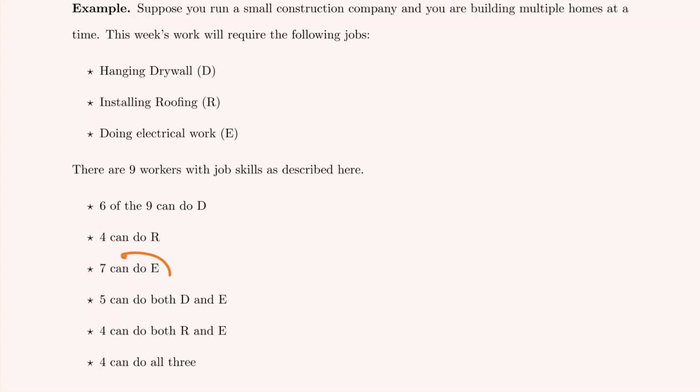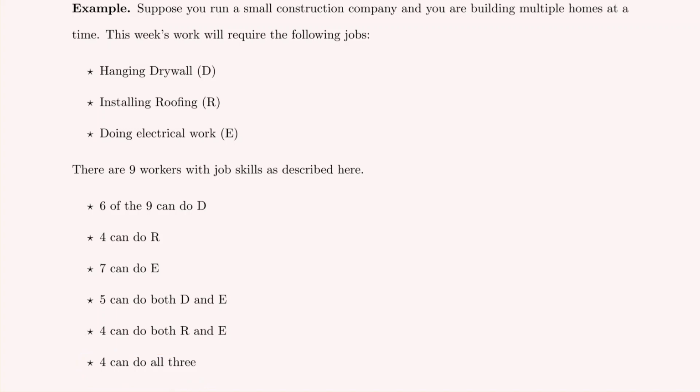Now, as we were watching that unfold, we realized, oh, quite a few people raised their hand for multiple things. So we next asked the more specific question, or we kept track as it was going on. How many people can do drywall and electrical? 5 people said they can do both. And then we said, how many can do roofing and electrical? 4 said they could do that. And then we asked the question, okay, how many people can do drywall, roofing, and electrical? 4 can do all 3.